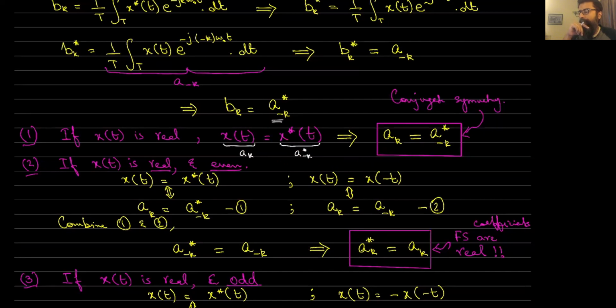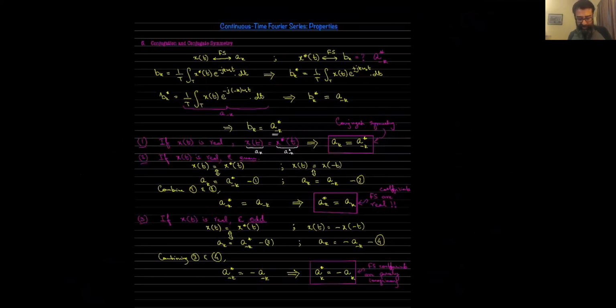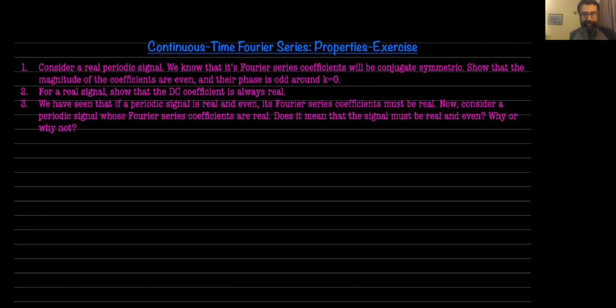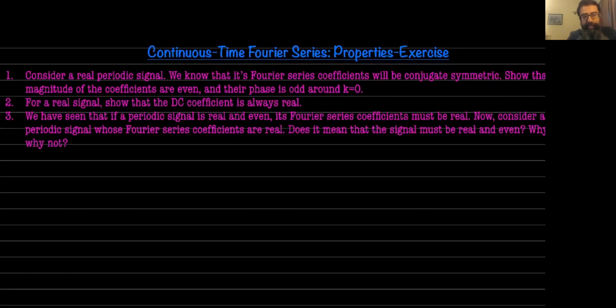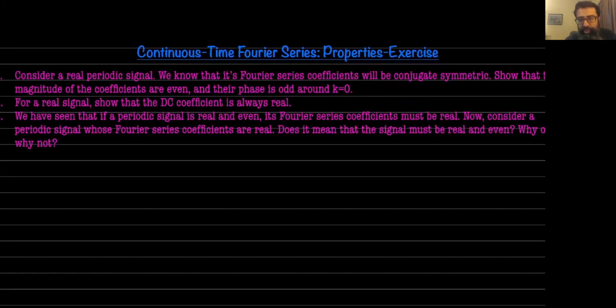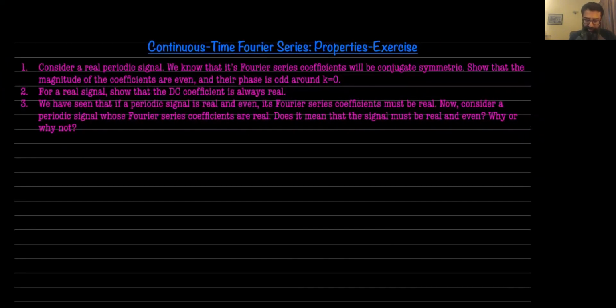So in order to see how much you have understood and how much you haven't, let's try to answer these questions that I posed here. Let's look at question number one, which is: consider a real periodic signal. We know that its Fourier series coefficients will be conjugate symmetric. Show that the magnitude of the coefficients is even and their phase is odd around k equals 0. So let's try to answer this question number one.